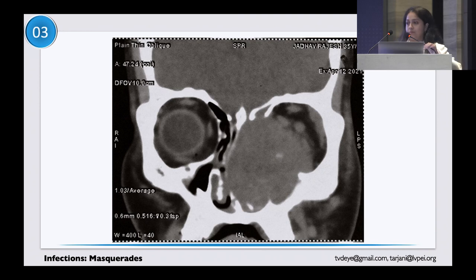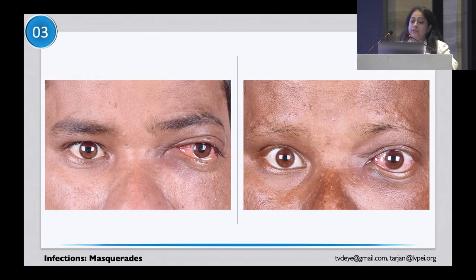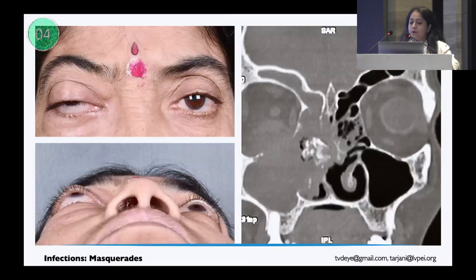So what are you thinking? Sino-orbital could still be fungal, right? Could still be cellulitis. But whenever you see this kind of a picture, it's always important to get a histopathology and microbiology like we discussed. This patient had a CA maxilla. So even though he presented with signs which look exactly like orbital cellulitis, it was a mass, and this is him after chemotherapy, partial resolution. He's awaiting further surgery for complete treatment of the CA maxilla.